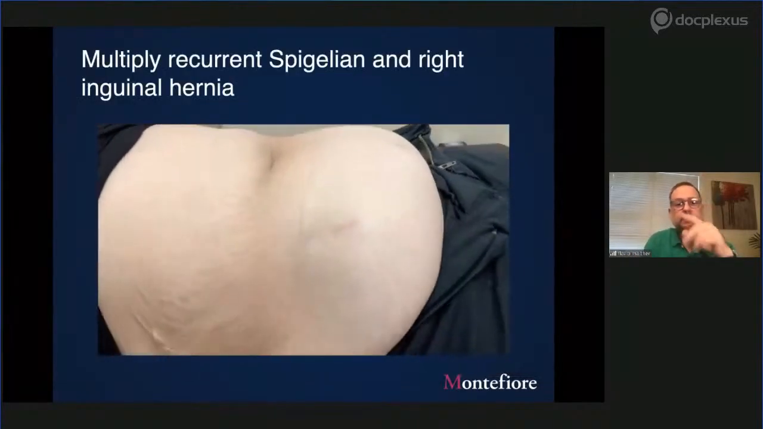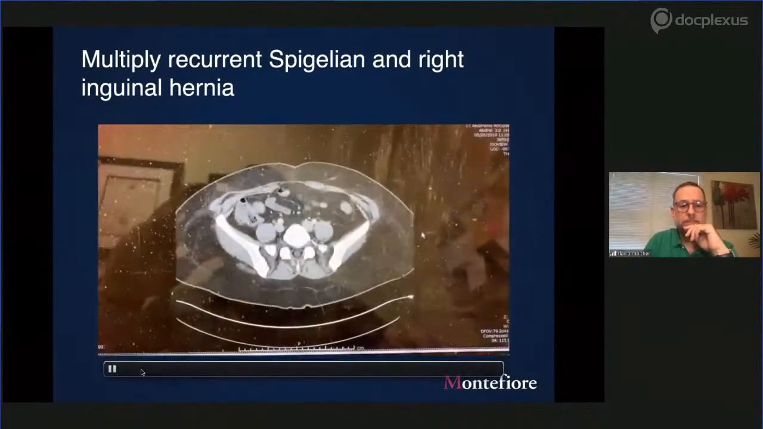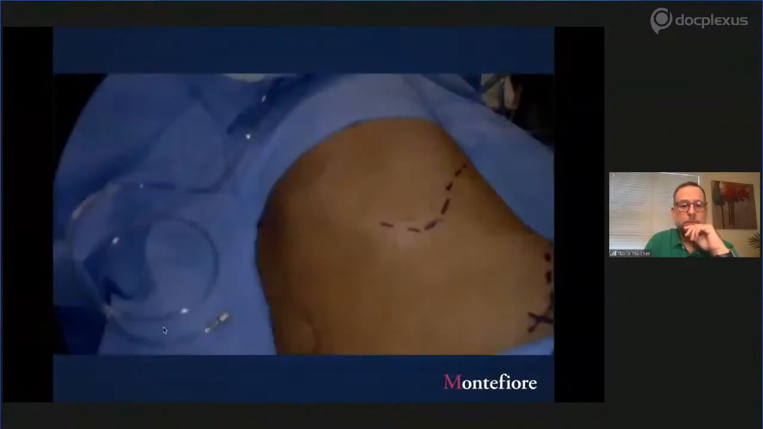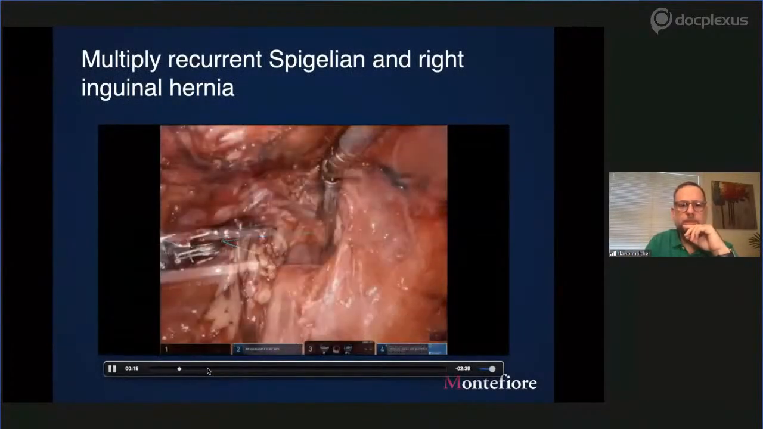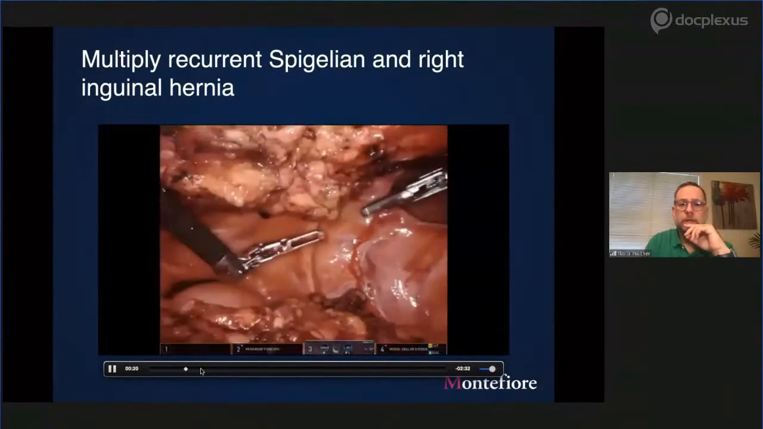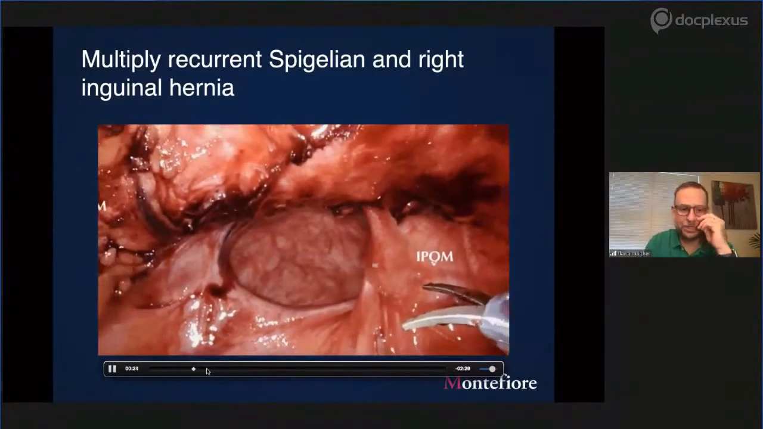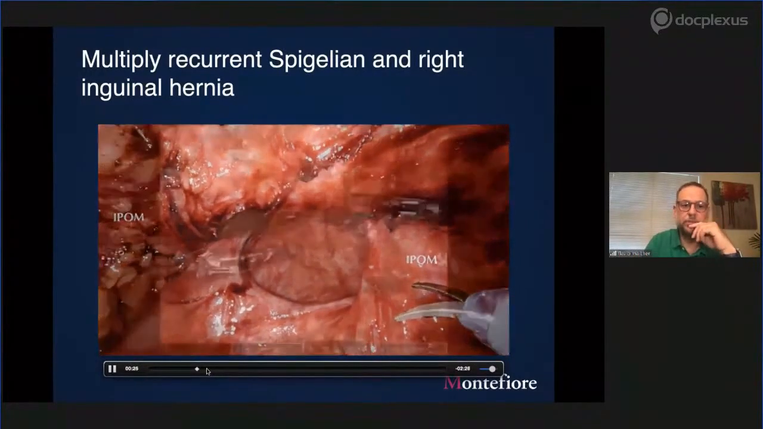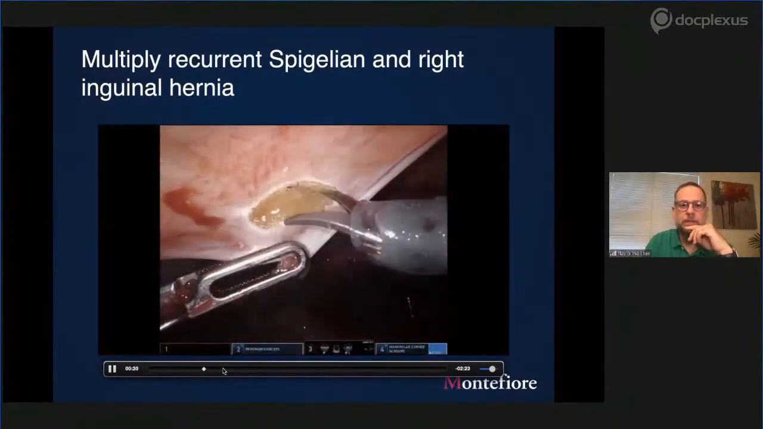These are videos from Conrad, just to show you off midline, there is still an option. We can do, this is a recurrent Spigelian hernia. It has a prior IPOM repair together with a right groin. You see the prior IPOM mesh, the recurrence, and down into the pelvis in the groin area, it had recurrence.